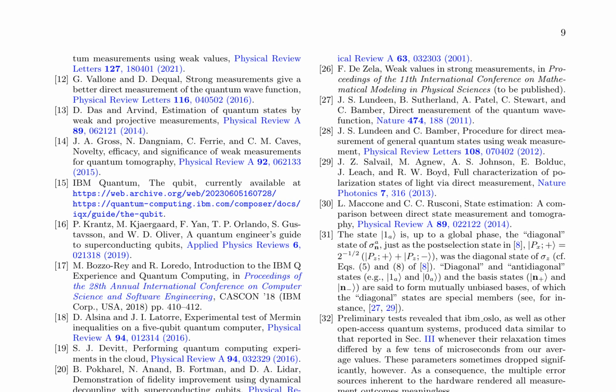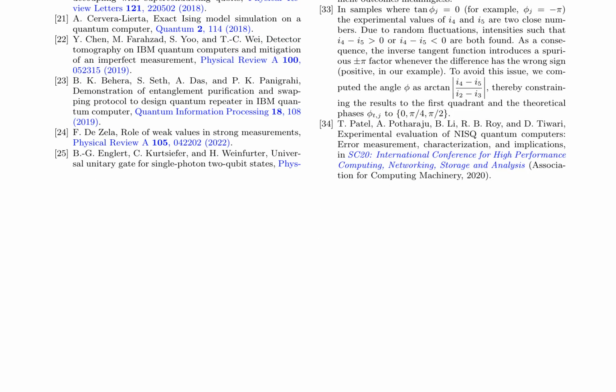Quantum computing research focuses on various aspects, including weak measurements and their applications. Studies by Vallone and Dequal, Das and Arvind, and Gross et al. emphasize the importance of weak measurements for quantum tomography. The IBM Quantum Guide to Superconducting Qubits also highlights the role of weak values in strong measurements, as discussed by Zela. Direct measurement of quantum wave functions by Lundeen et al., and comparisons between direct state measurement and tomography by Maccone and Rusconi are also crucial. Preliminary tests on IBM's quantum systems demonstrate the need for precise parameter settings to achieve meaningful measurement outcomes.